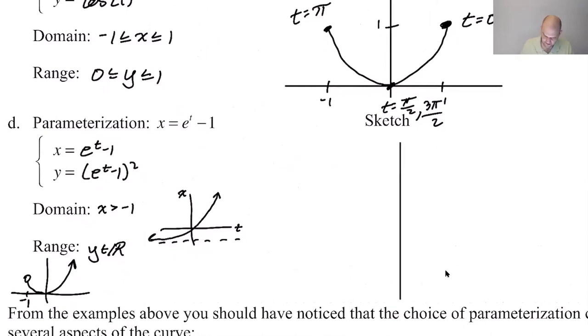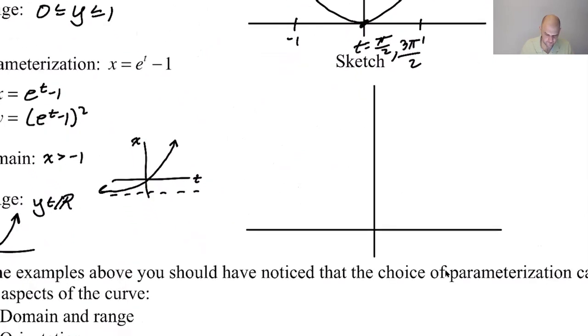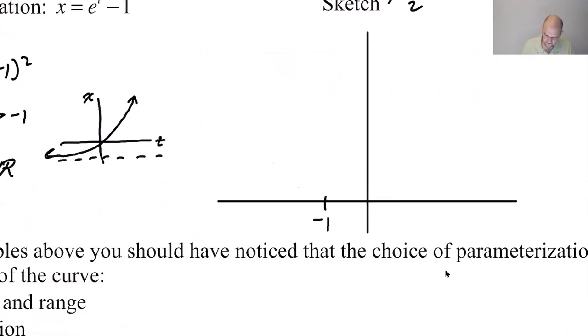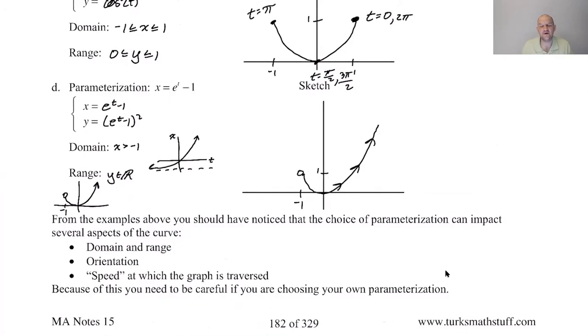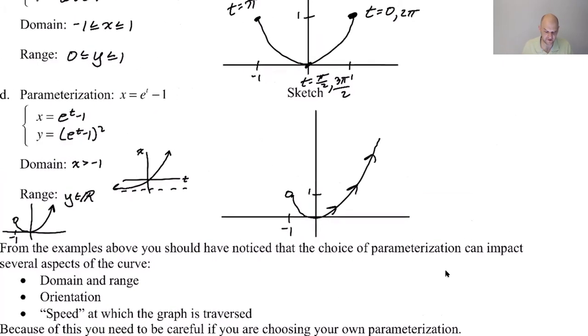So what's this going to look like? x can be bigger than -1, but you can't get there. So open circle. It's like you can get arbitrarily close. As t goes to negative infinity, we get closer and closer, but we never really get there. But this one has an orientation going this way, and it's fast. E to the t grows really, really fast. This is our fastest parameterization by far.